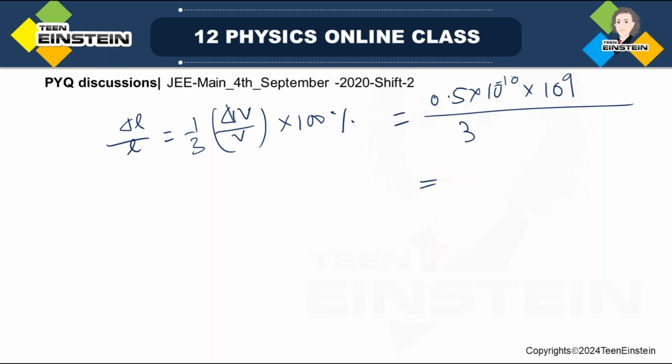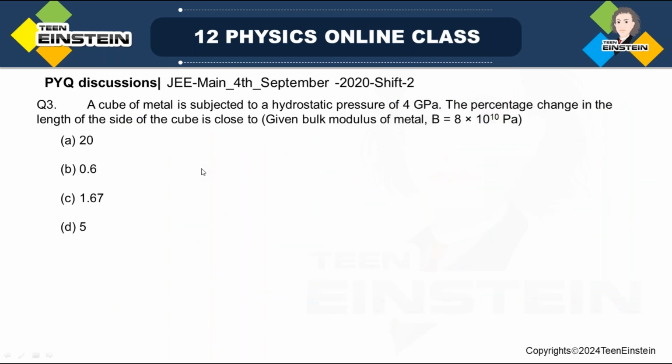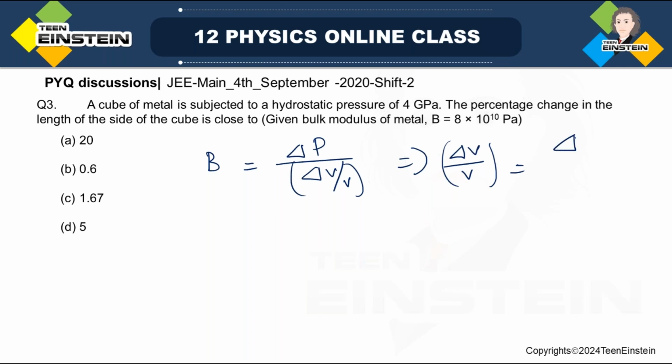So this will be 10 to the power minus... I think I have to just redo the calculation. Let me just do it once again. So we know B is equal to delta P by delta V by V. Okay, so what we have to find out? Delta L by L. So delta V by V, let us take here delta V by V. So delta P by B. Now I have to find out delta L by L into 3, that will be volume, delta P by B.